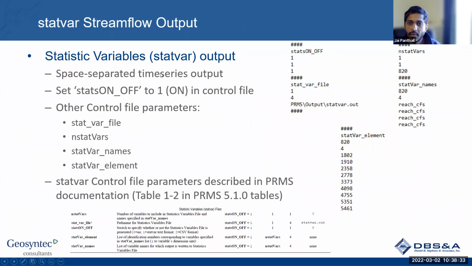A brief introduction about the streamflow output module in GSFlow. The one that we are using is called StatVar, and it is a statistic variable output module in GSFlow. This originally comes from the PRMS piece of the model, and it allows for the output of space separated time series output. These are some of the control file options that need to be set to output this time series output. I will open up the control file and show this in a bit, but just to introduce: the stat_var_file option is the name of the file that the output will be written to.